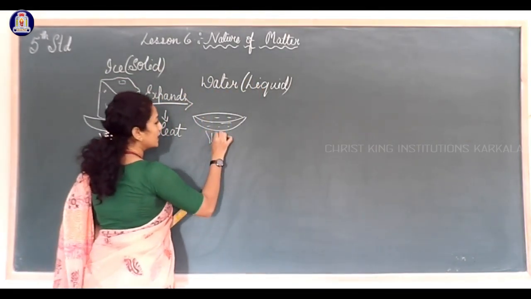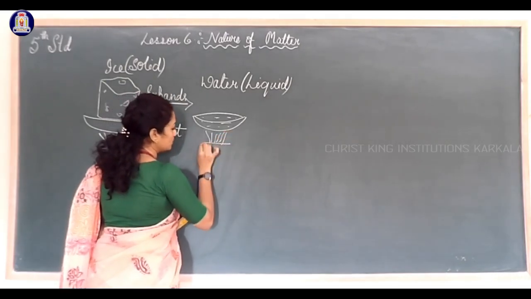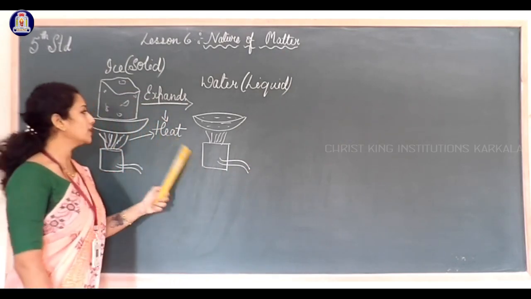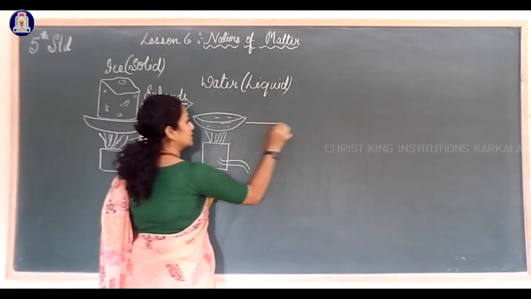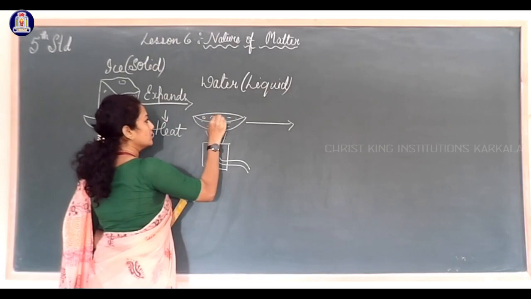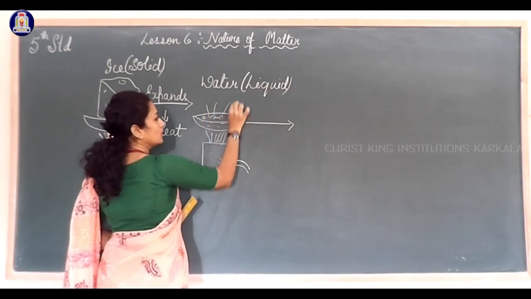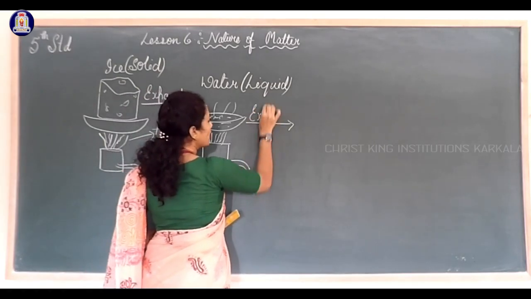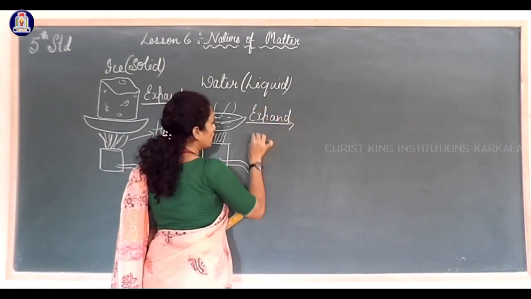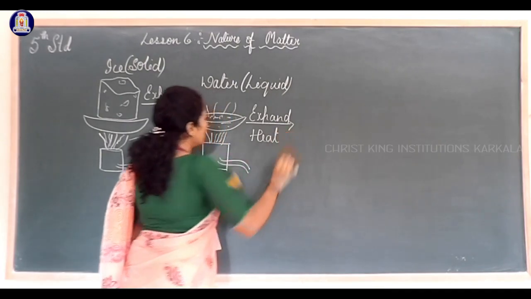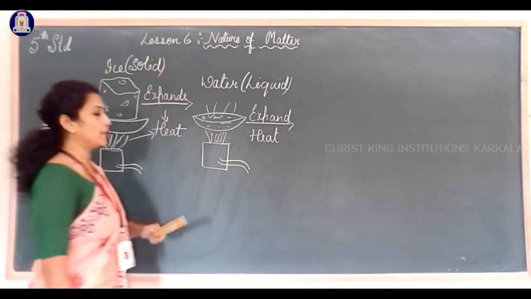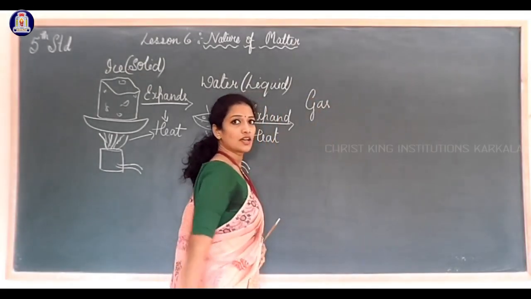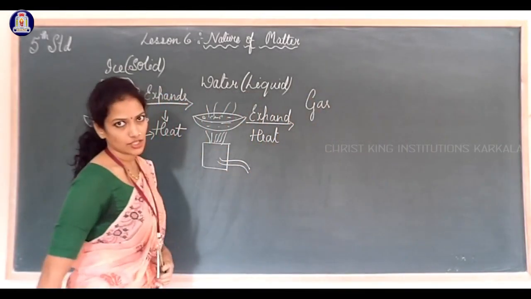Now again, let's heat this water. What happens when you heat this water? Yes, it starts bubbling. It starts evaporating. Even this is a form of expansion. On heat, it turns to be vapor. Now vapor is in which state? It is in gas state or gaseous state.